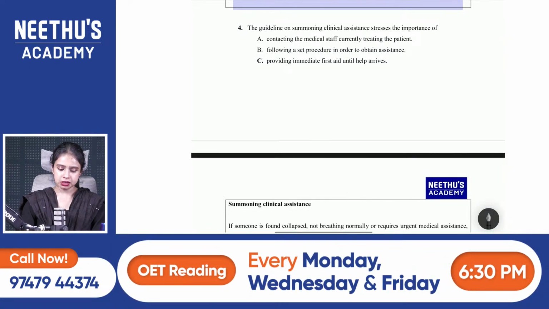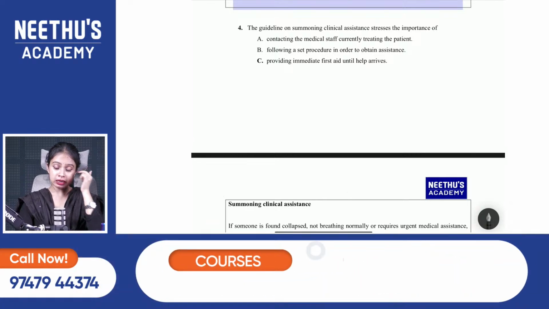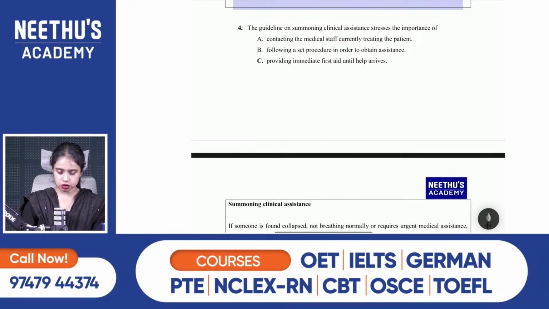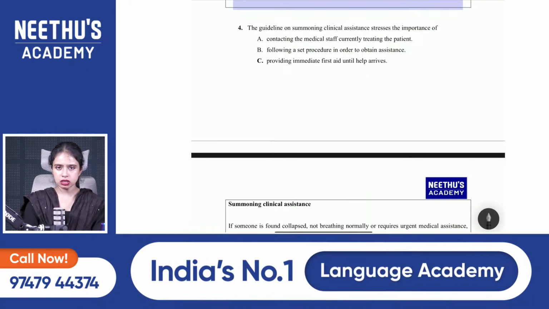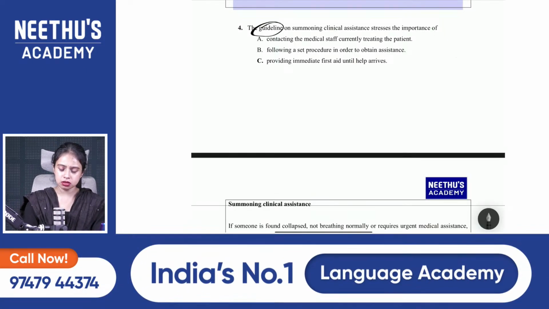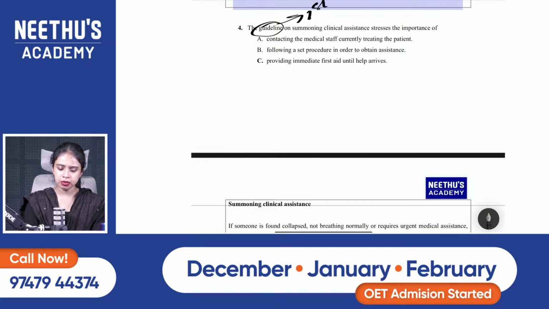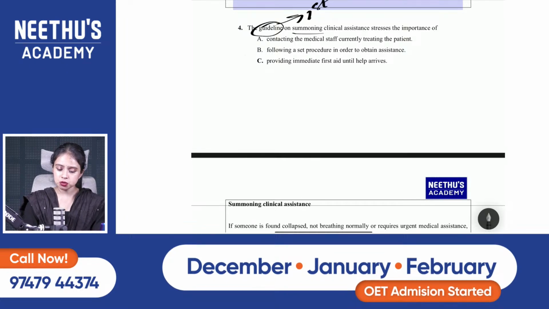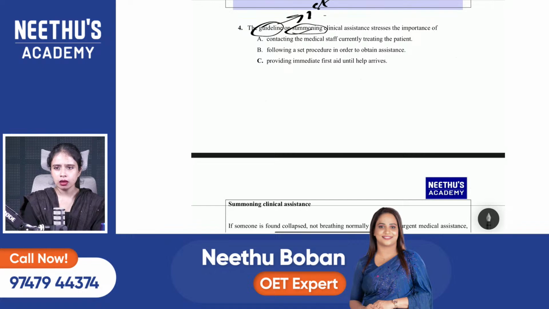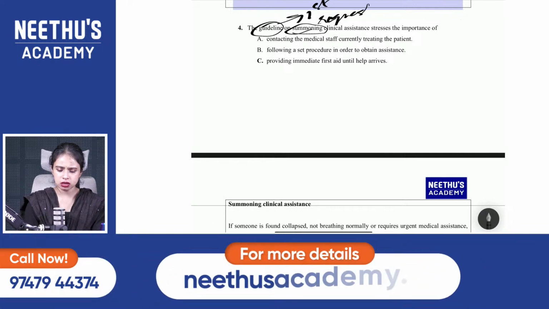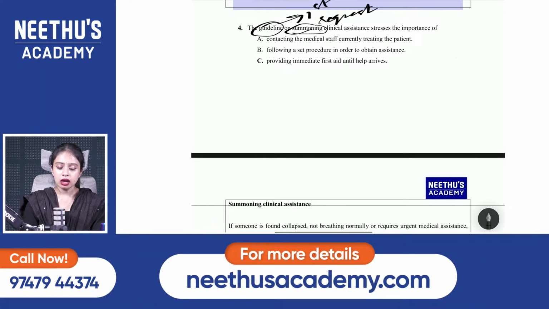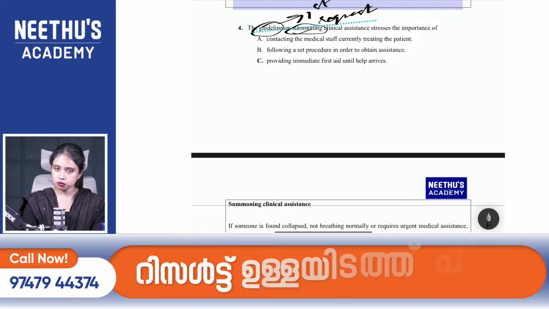Now, the fourth question. The guideline on summoning clinical assistance stresses the importance of. So here, this is a guideline again, mentioned directly in the question. This is from the first category. And summoning means requesting, or calling for. So that is urgently requesting. Clinical assistance stresses the importance of dash.